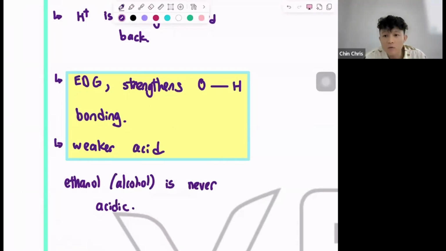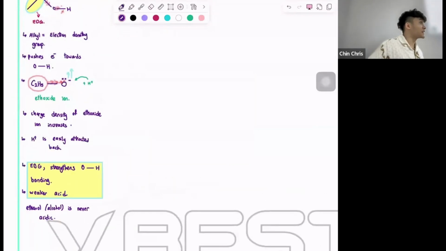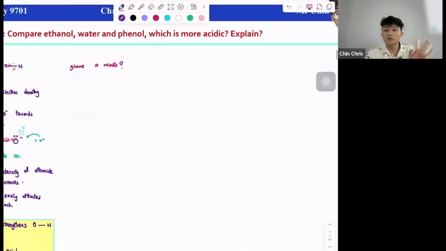Yes, Abby, the question that you asked, strong acid means H plus never attracted back, is true. Okay, guys, remember alcohol is never acidic. pH of alcohol is 7. That's that. Alcohol is not acid at all. Sometimes it's even greater than 7. Now water, let's not talk about water.